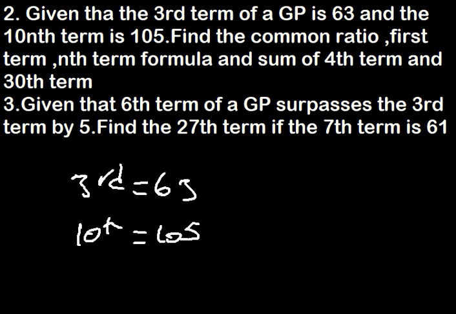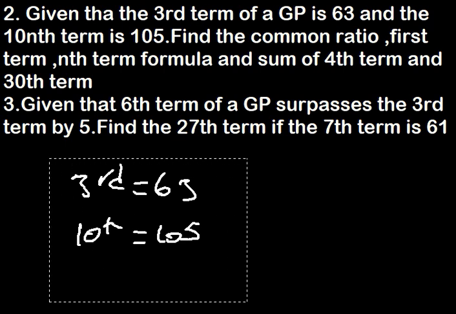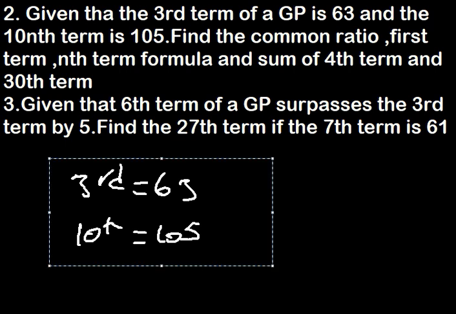Find the common ratio, the first term, the nth term formula, and the sum of the fourth as well as the 13th term. So that one is like the way we had it on the first question. So try to tackle it out.